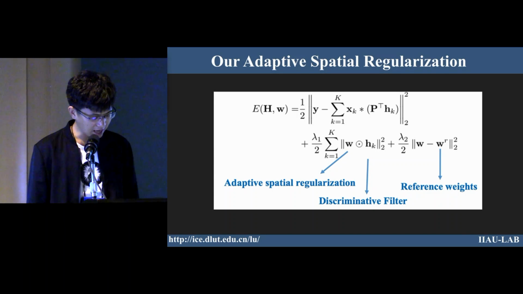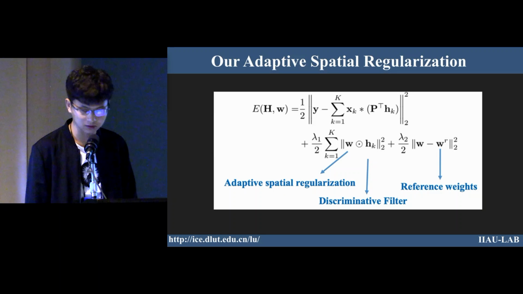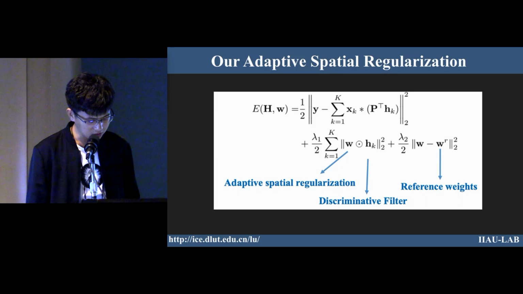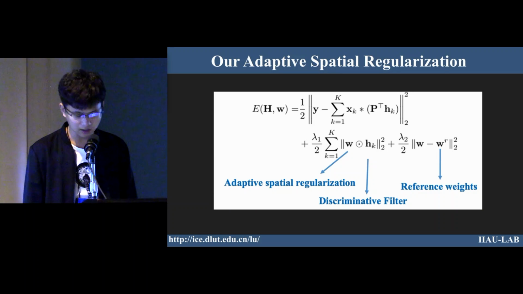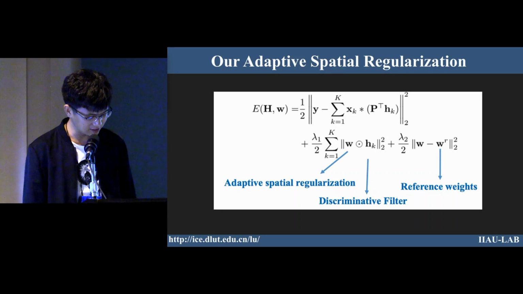Our model is a general CF model, and the well-known KCF, SRDCF, and BACF algorithms are its special cases. For example, if W is equal to the identity matrix and lambda R equals lambda 2 equals 0, it is BACF.